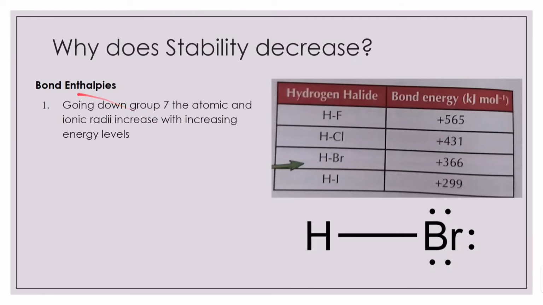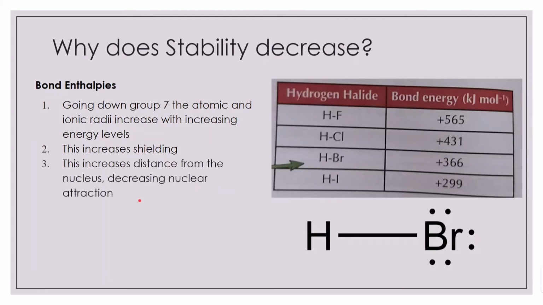This is because as we go down group 7, from fluorine to chlorine to bromine to iodine, our atomic and ionic radii increase. This is because we're increasing the number of energy levels, hence increasing our radius. And as we increase the radius, we're increasing electron shielding. Shielding is when the electrons closer to the nucleus shield some of the nuclear attraction from the electrons further out.